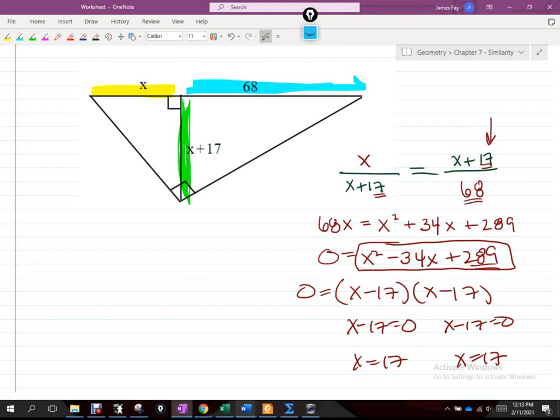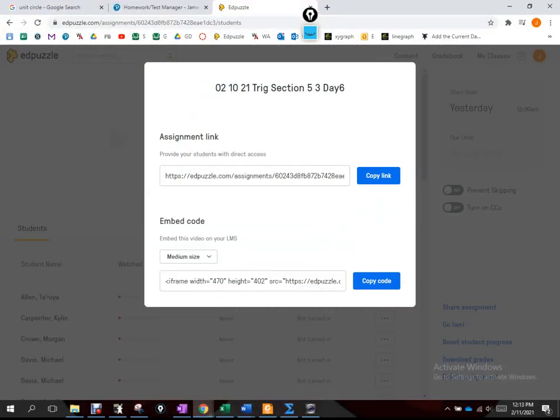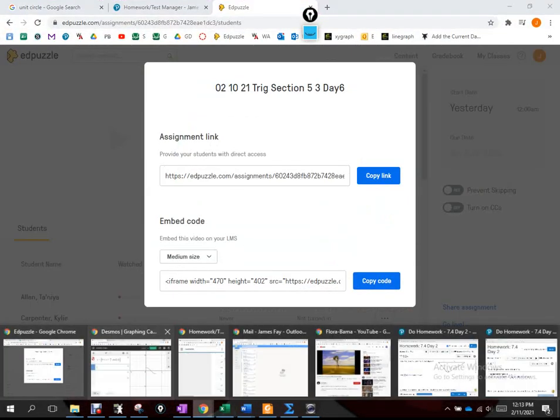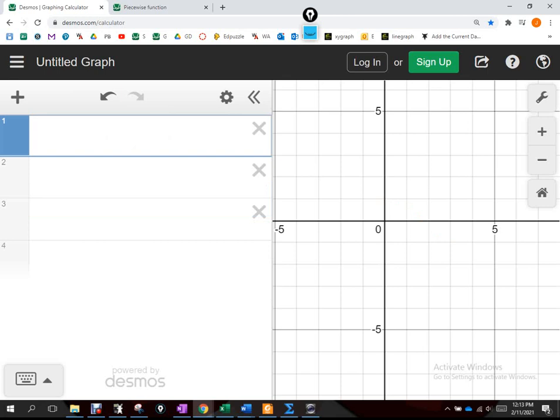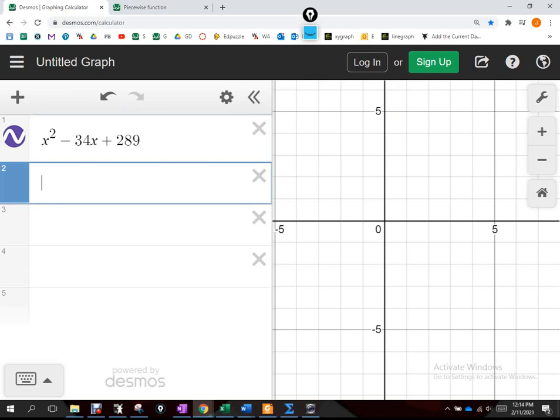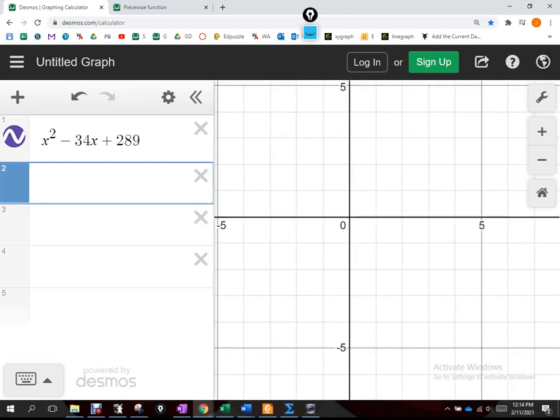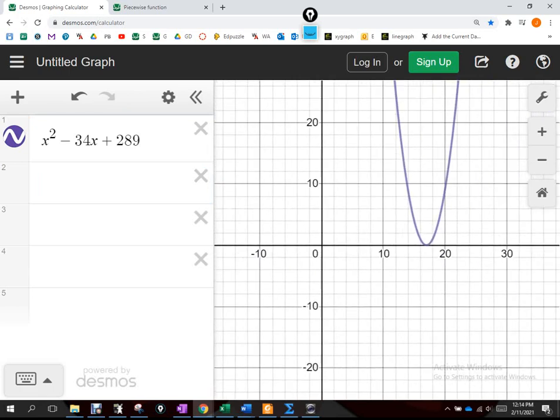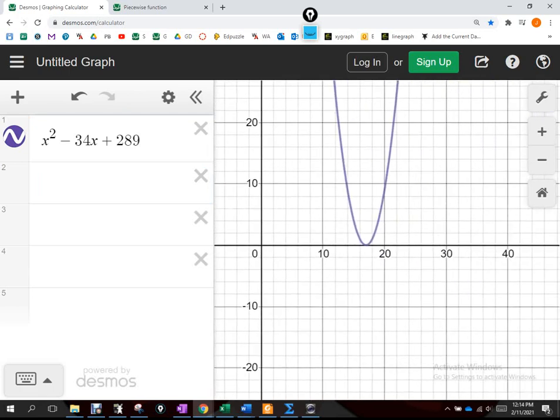Like if it's x to the first, the graph is always a line, right? X squared, does anybody remember what we call that graph? Something like this. Anybody remember that? That's a parabola. Okay, so x squared minus 34x plus 289 is going to be a parabola that has moved away. It's been moved left and right, up and down. Let's go find it. I'm going to zoom out. Right there it is.